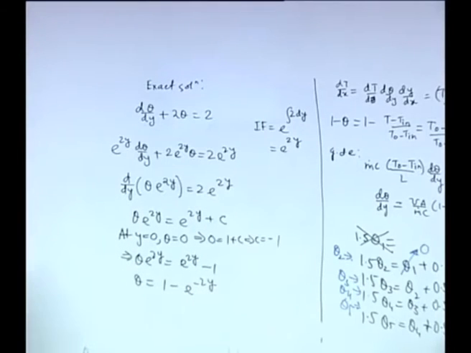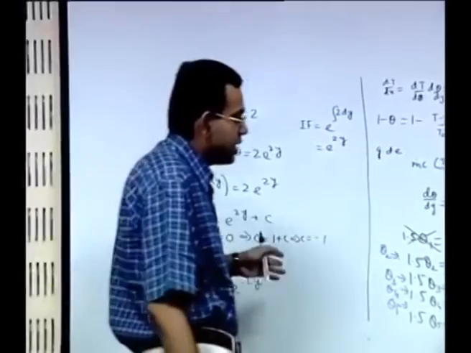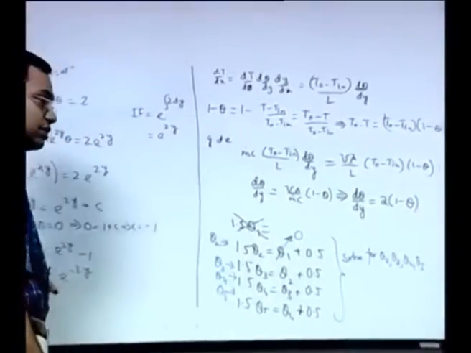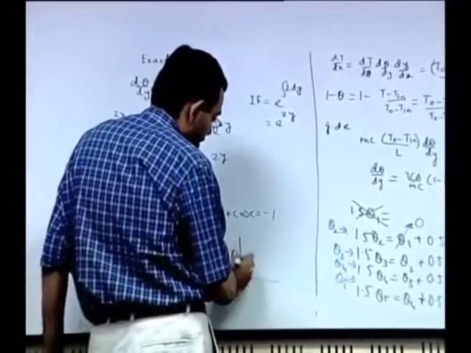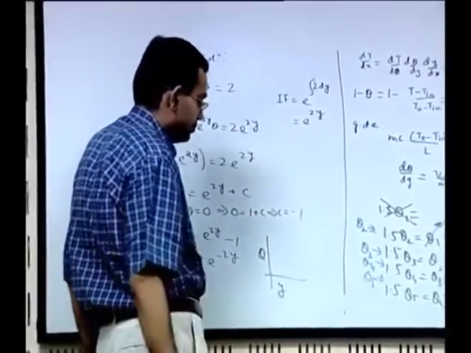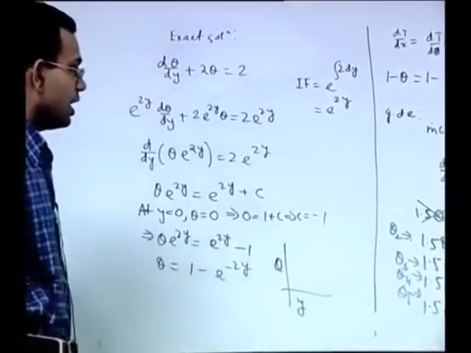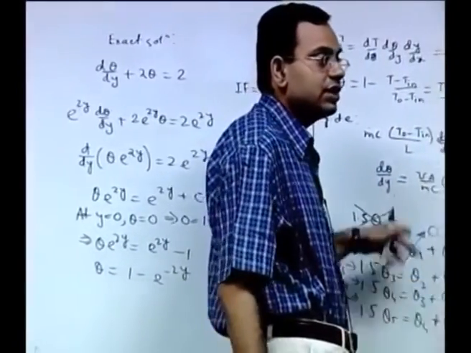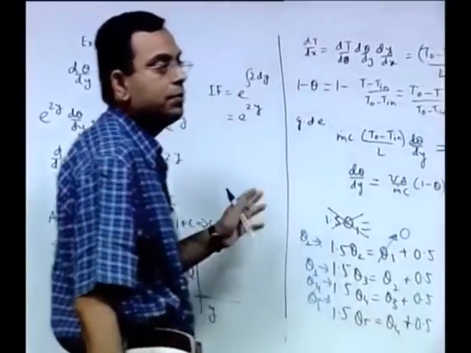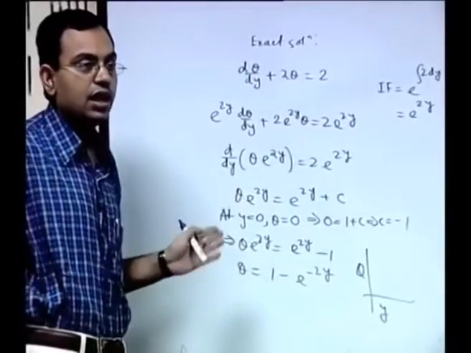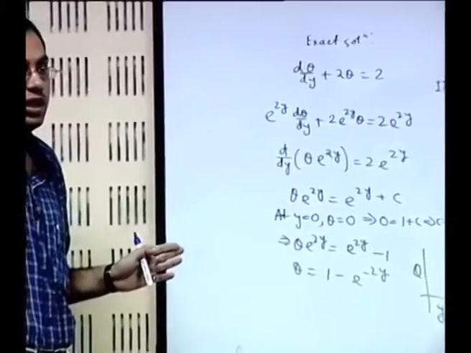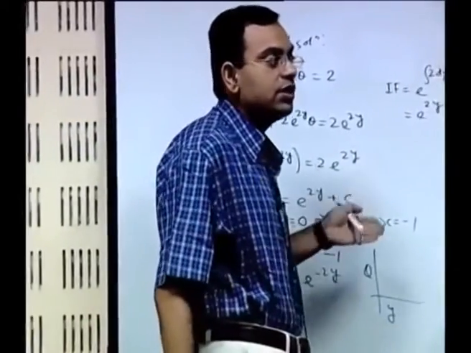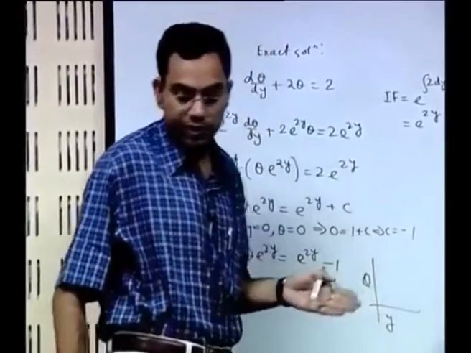Okay. Now, I leave it to you as an exercise. You make a plot of theta versus y for the analytical solution, and you make a plot of theta versus y for this numerical solution using the upwind scheme, and compare how they agree or disagree with each other and give your comment on the possible reasons of agreement or disagreement.